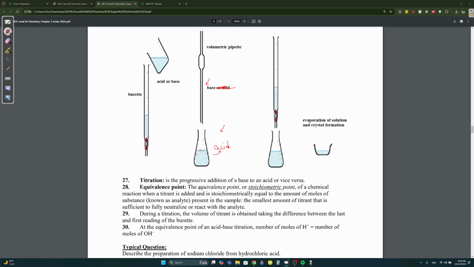Let me explain what happens in titration. Okay, you add base slowly and the pH begins to change. You'll see that, you can see, the color is changing.